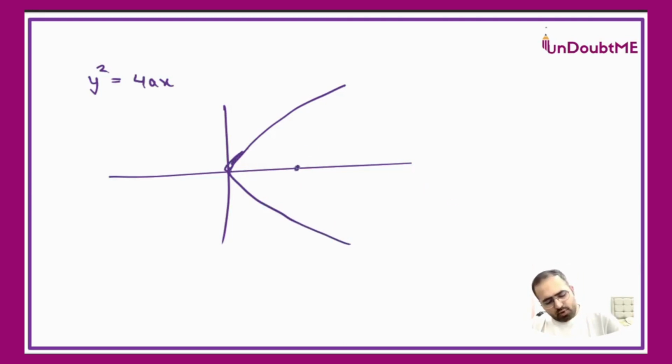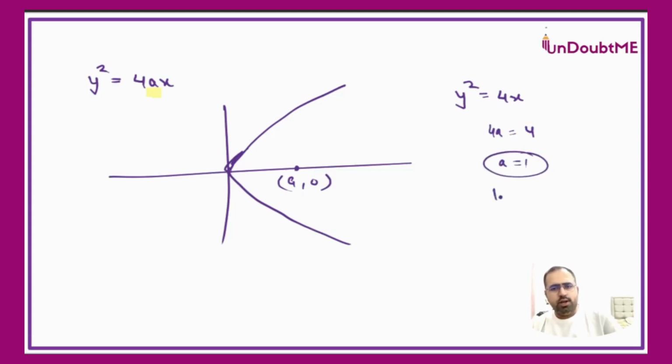Then there's a point over here which is called the focus, and that is situated at a comma 0. So this a is significant because from the value of a we get the coordinates of the focus. For example, if I have y square is equal to 4x as the equation, then if I compare this with y square is equal to 4ax, I can see that 4a is equal to 4 and the value of a is 1. So the coordinate of the focus of this parabola is 1 comma 0. This is how we use the equation and get the coordinates of the focus.